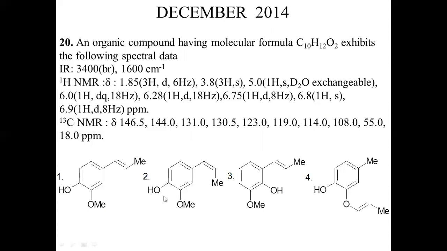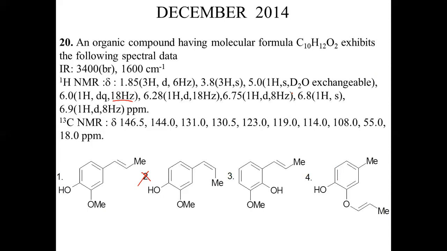So fine. Next, when you look here, you have something called 18 hertz. Now 18 hertz means, as in the earlier slides you have seen, that it is due to trans coupling. So by looking at this, you can just omit the second one, because the first, third and fourth will have trans coupling. Okay, so you have this option.